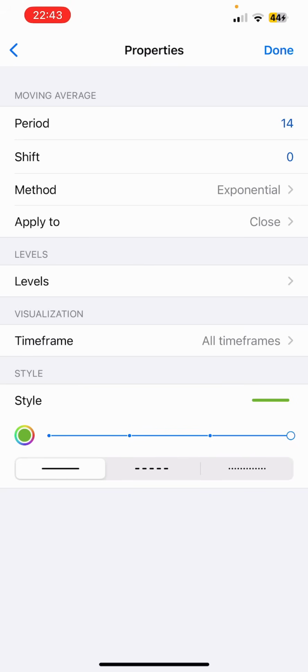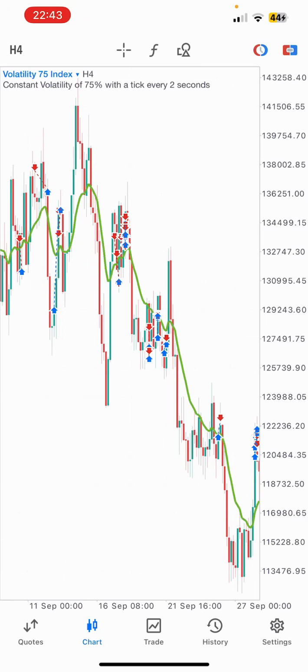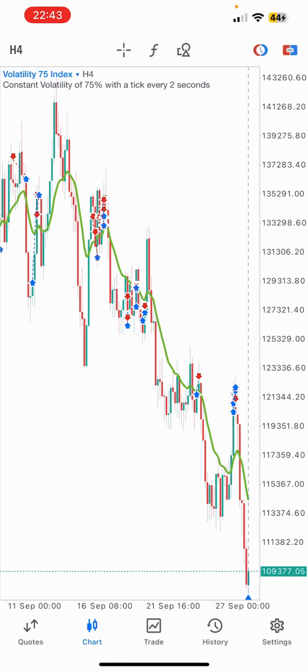This video is going to be way longer. I just want you guys to not ask a lot of questions. So period is 14, the shift is 0, method is exponential, apply to is close. The level, forget about the level, don't touch the level. Time frame, all time frames, whether you are a scalper, a day trader, or a swing trader, the strategy is going to work out for you. Then you tap done.